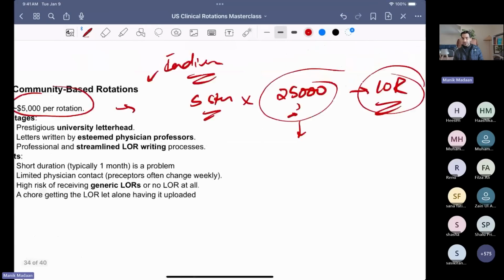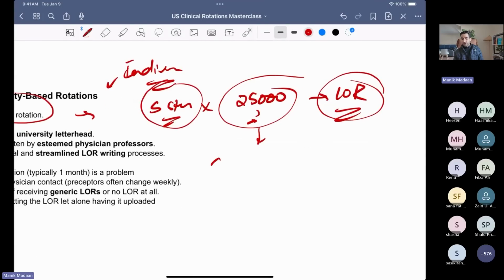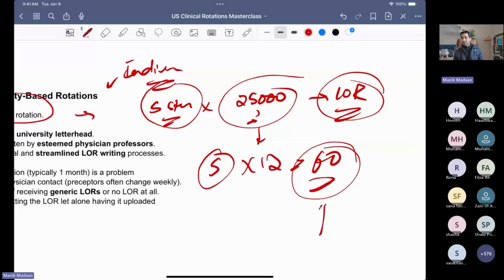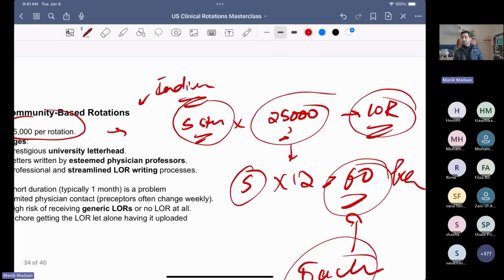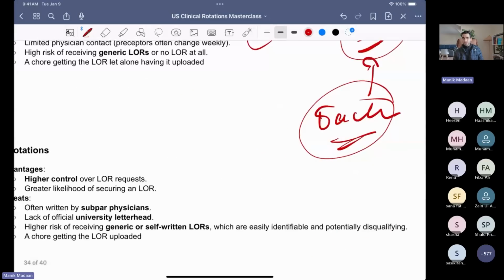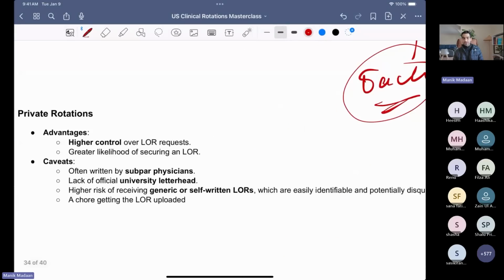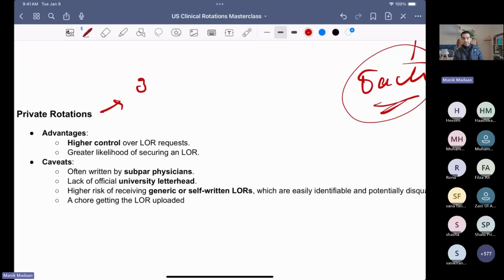And I've made the distinction: if that place is generating 5 LORs a month, 5 times 12 is 60. What you're competing with is these 60 people, but they have personalized LORs. Each LOR is different because there's a low number of students, right? Versus a private rotation, where there are advantages too, but certain companies would put you with 30 other students.